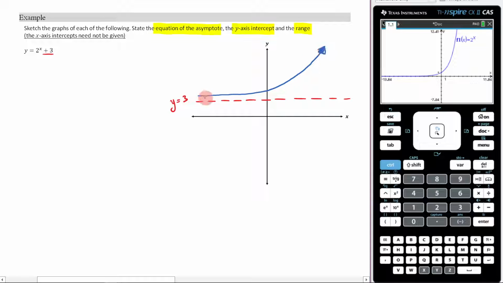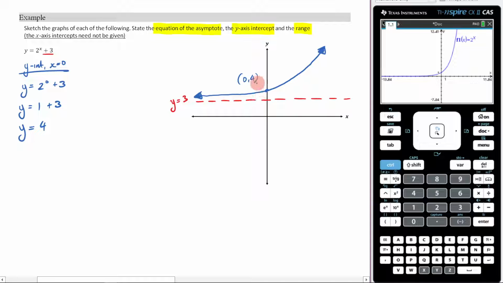Now, when you're in this situation, what you want to do is, of course, first label your y-intercept. How can I find my y-intercept? Well, you let x be equal to 0. And that means I'm going to get y is equal to 2 raised to the 0 plus 3. Y is going to be equal to 1 plus 3. Y is going to be equal to 4. So this point here would be (0, 4).